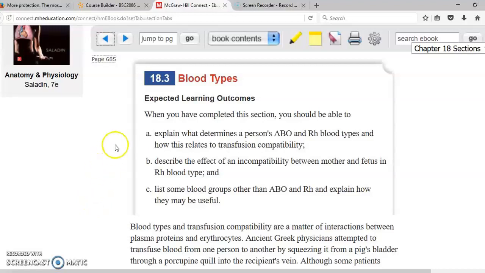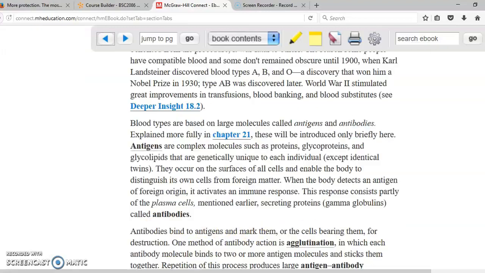Now we're going to start talking about blood types. If you look at the first concept in here, this is a compatibility issue between plasma proteins and erythrocytes. When we talk about plasma proteins, we are talking about the antibodies. And when we talk about the red blood cells, you're talking about the antigens. That's why these two items are being highlighted in here.